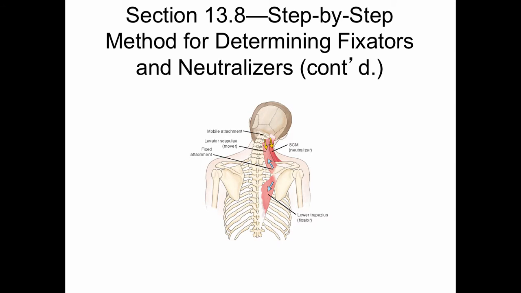In this diagram, the levator scapula is contracting. It is the muscle that is working. It is the mover. The SCM is a neutralizer, and the lower trapezius is a fixator or stabilizer.